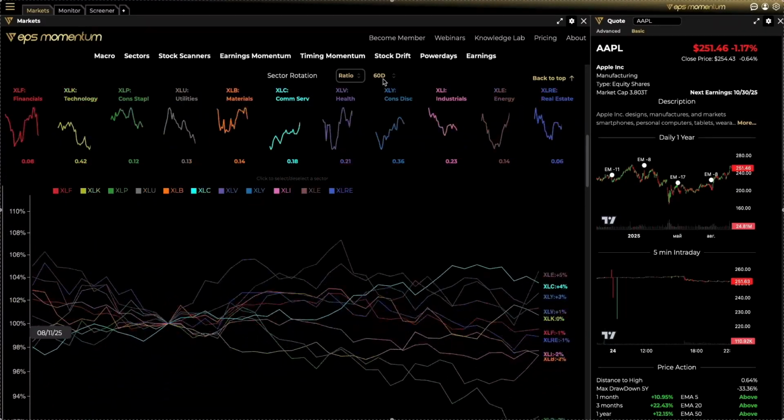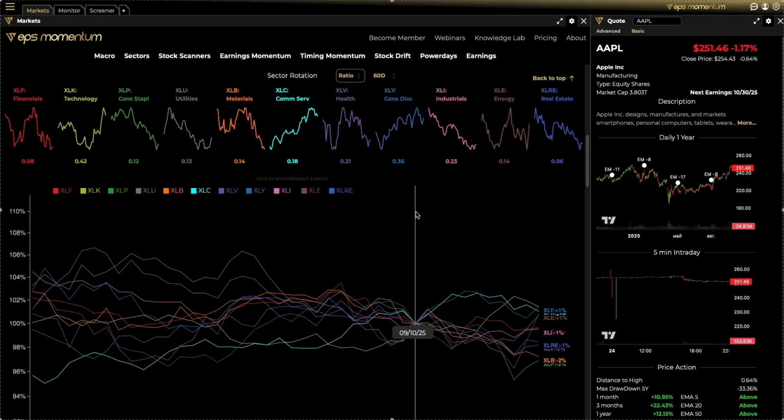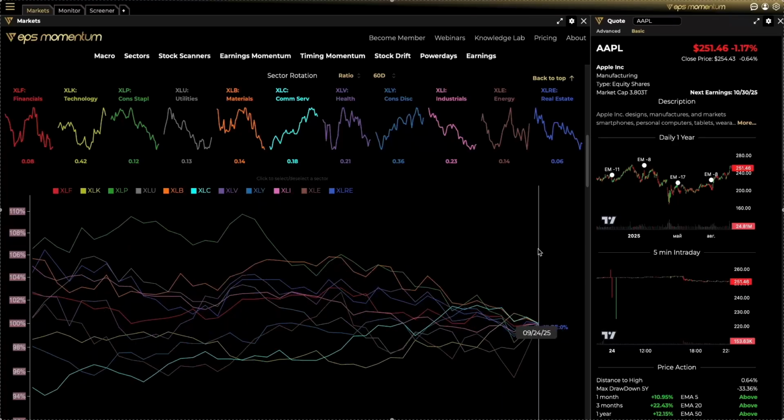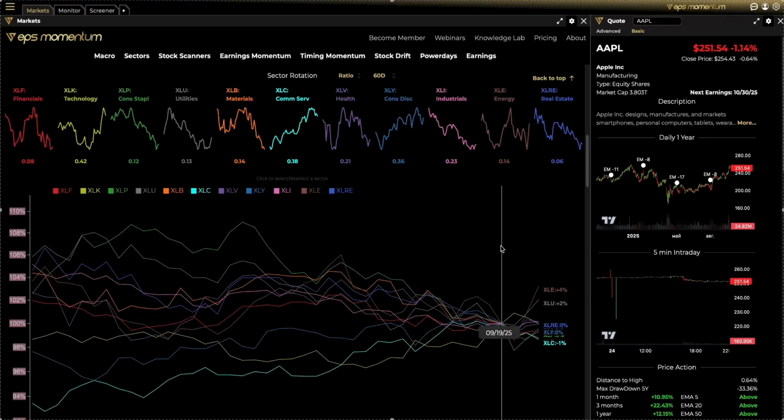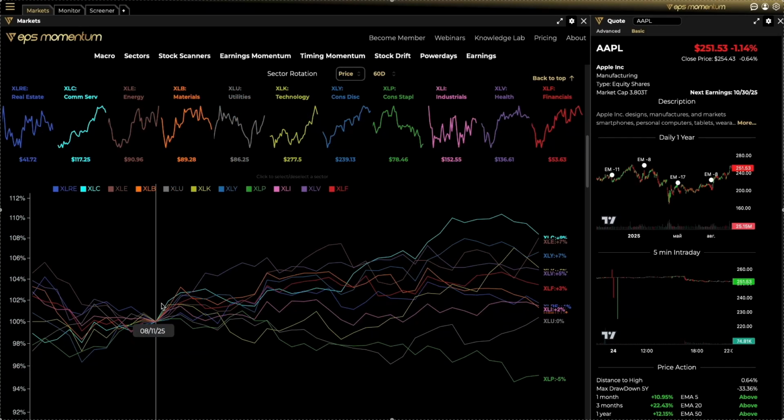Another powerful feature is the ability to compare sectors against the S&P. Over the last 60 days, you can clearly see which sectors have been outperforming the market. Energy is up 4%, utilities is up 2%, and real estate is flat at 0%. Technology may have led earlier, but more recently, energy and utilities are showing stronger performance, while real estate remains flat.